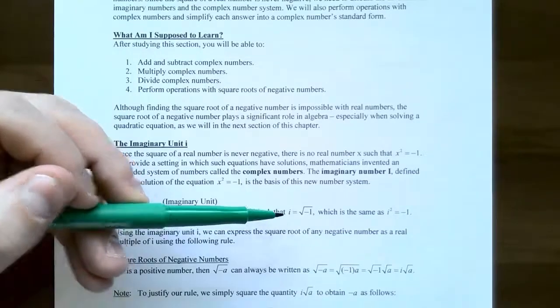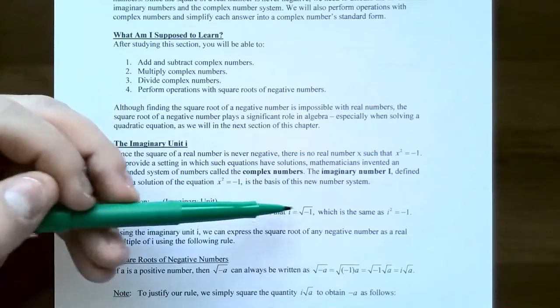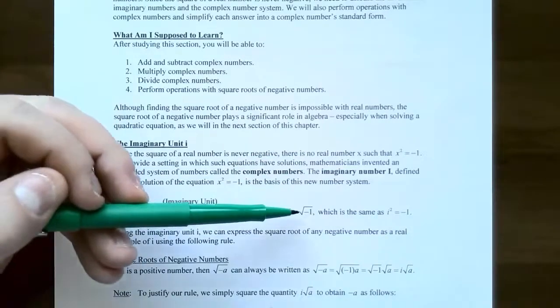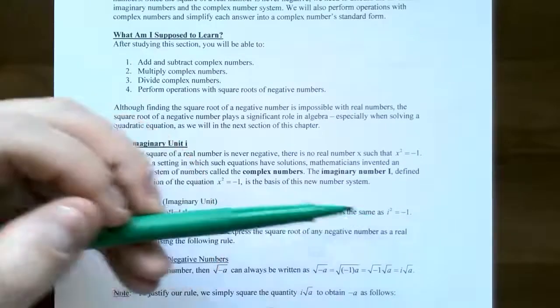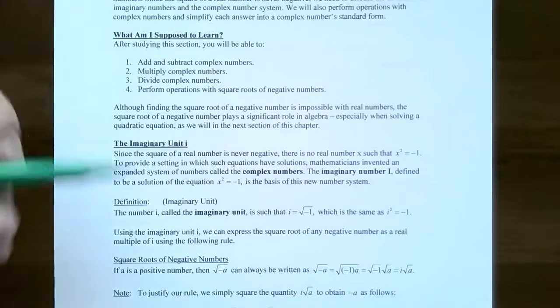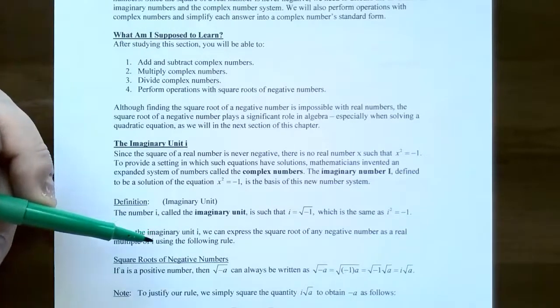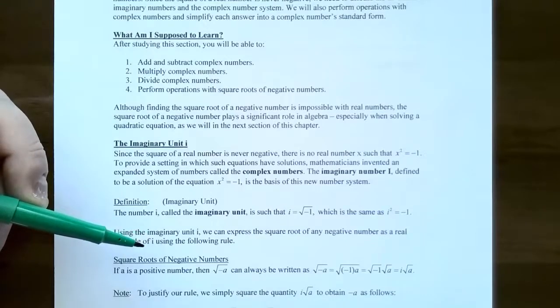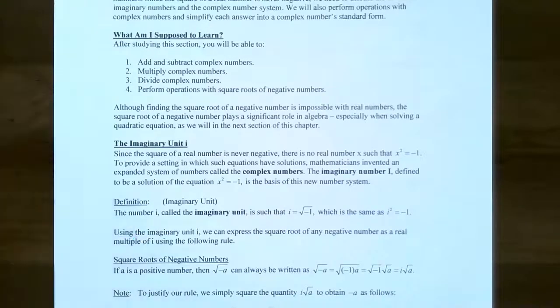And so when you square both sides of this equation, i squared equals square root of negative 1 squared, you get i squared equals negative 1, because the square and the square root will cancel each other out. So i is the square root of negative 1, and that's the same thing as saying i squared equals negative 1. So if you use the imaginary unit i, you can express any square root of a negative number involving this number i, the imaginary unit. So here's how you can do that.